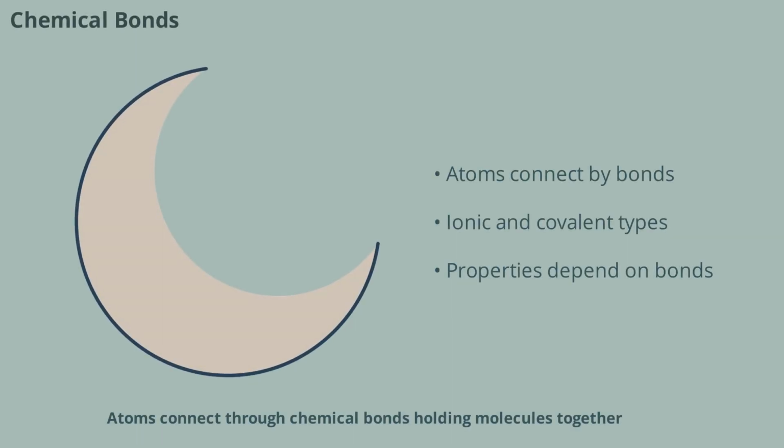Atoms connect through chemical bonds holding molecules together. There are different types of bonds, like ionic and covalent, each with unique properties. Bonds determine how substances behave, from the hardness of diamonds to the flexibility of rubber. Understanding bonds helps us explain why materials act the way they do.